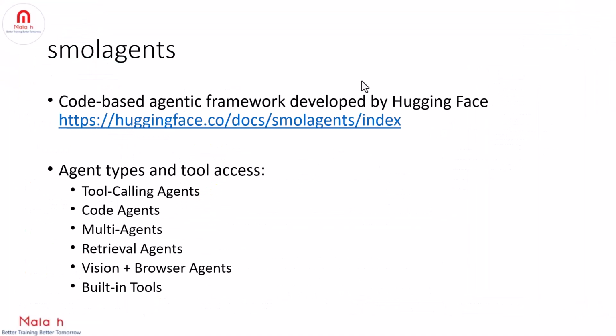Smolagents also offers a range of agent types and capabilities. For example, smolagents offers tool calling agents, code agents, multi-agents, retrieval agents, vision and browser agents, and we also have built-in tool support as well. Now let's understand these one by one.